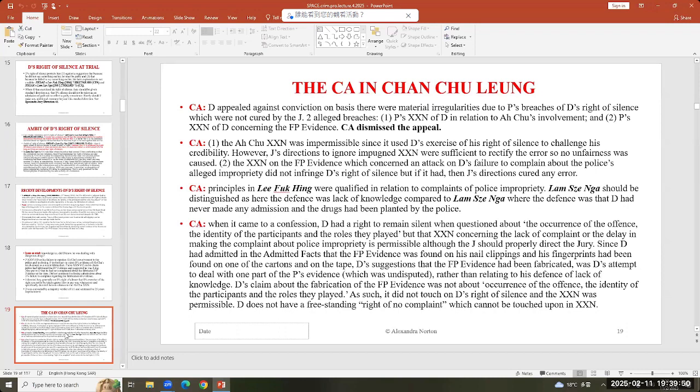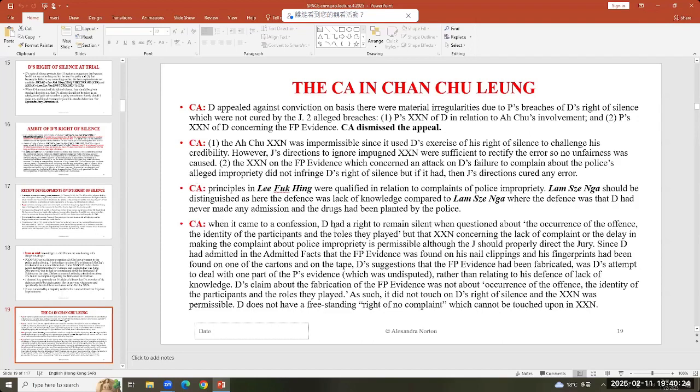But the Court of Appeal were of the view that the cross-examination on the fingerprint evidence, the fluorescent powder evidence, was permissible because it did not infringe the defendant's right of silence, because strictly speaking, it did not go to the defense. And in this case as well, they were satisfied that even if there had been an infringement, the general directions that the judge had given to the jury was sufficient to cure any prejudice.